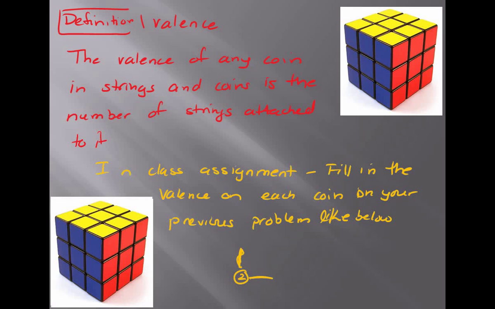So what I'd like you to do, now you have a bunch of pictures on your page, I'd like you to go through what you've already done and fill in the valence on each coin in your previous problem like I did below. So here, there are 2 strings coming out of this coin, so the valence would be 2. So you can go and count the number of strings. I just want you to know what it is because I have a feeling we're going to use this more. Degrees of vertices are really, really important.